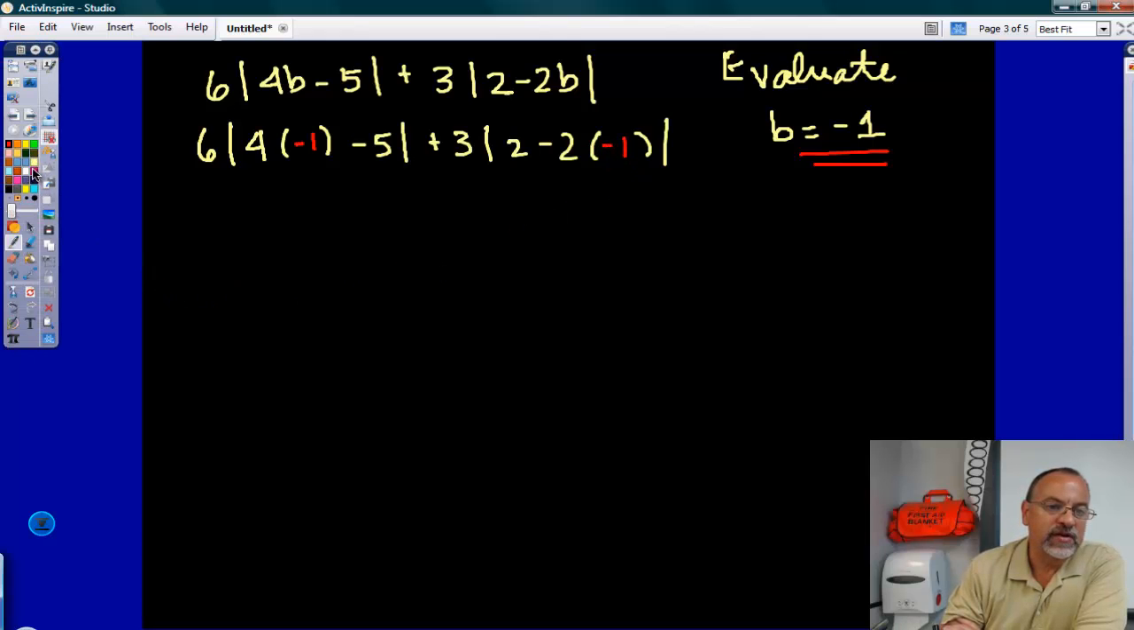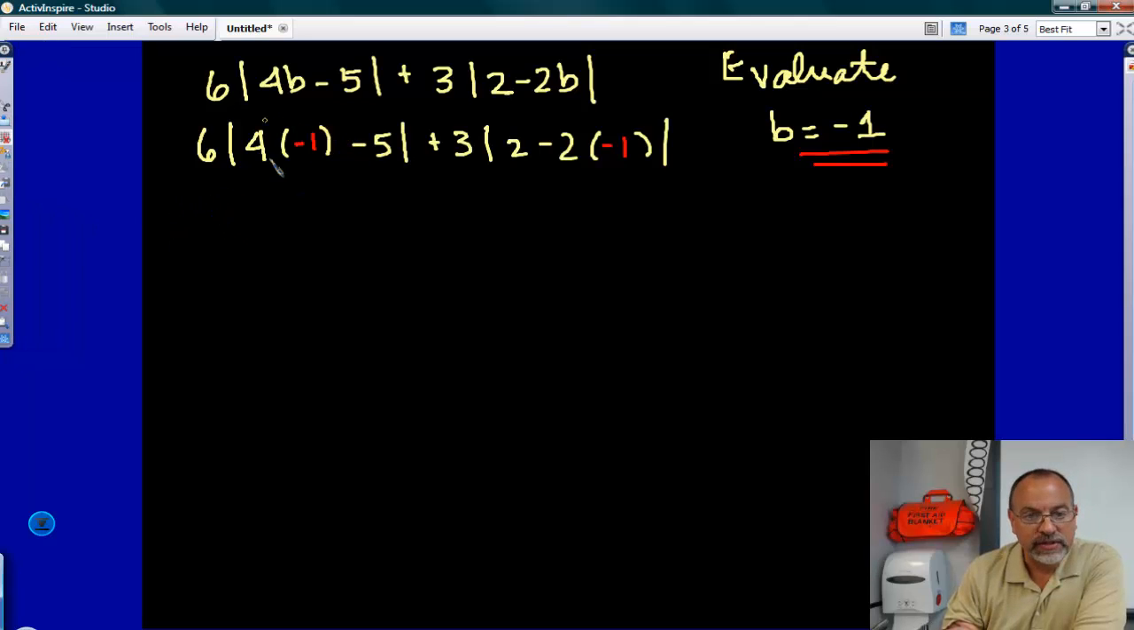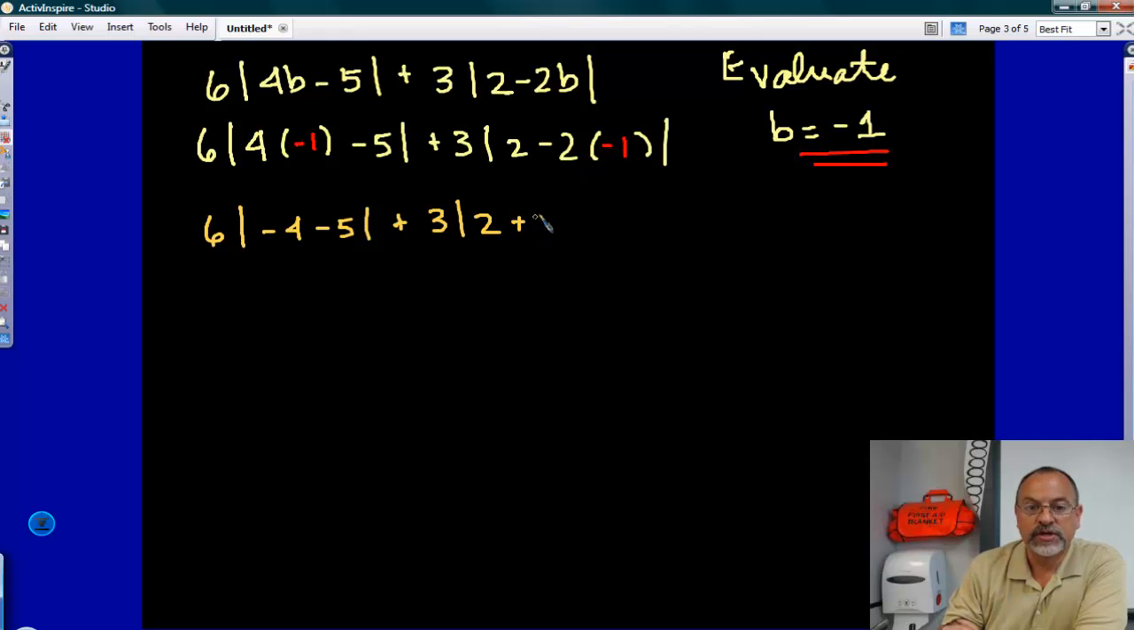Now that I've done this, I can go back and simplify, again, like parentheses inside here. So I have 6. I have 4 times -1, which is -4, minus 5, plus 3 times 2, and then -2 times -1 is a positive 2. Right? So simplify in here, so this is going to be -9, plus 3 times 2 plus 2 is 4.